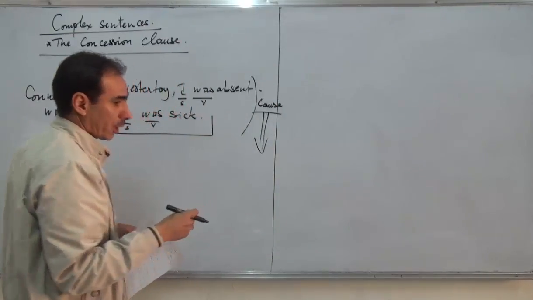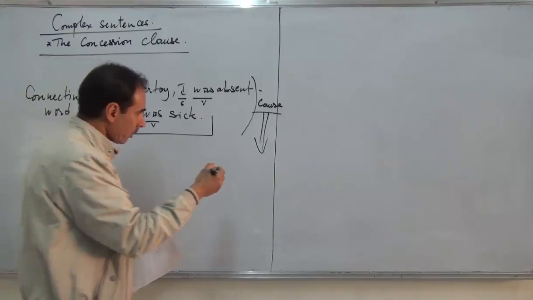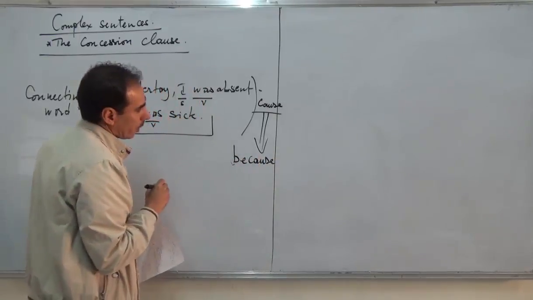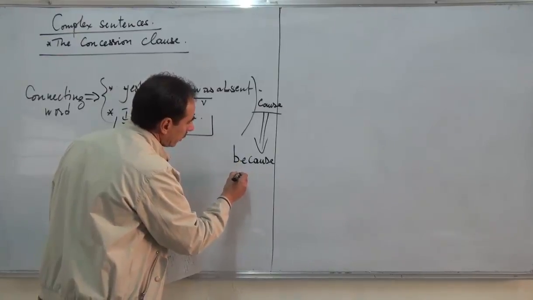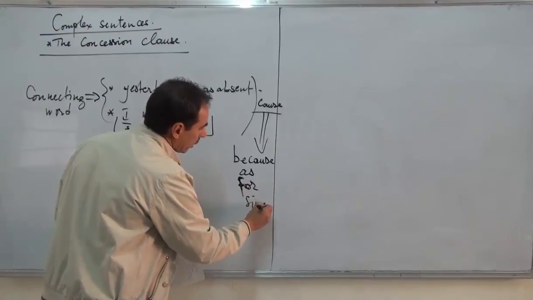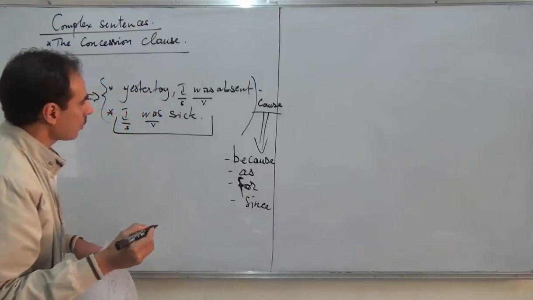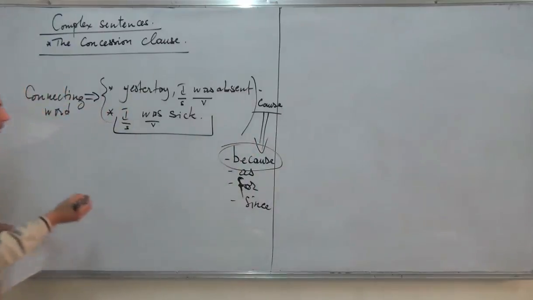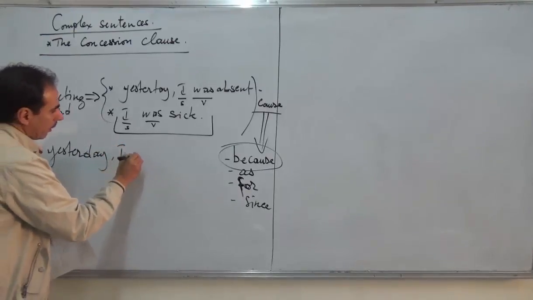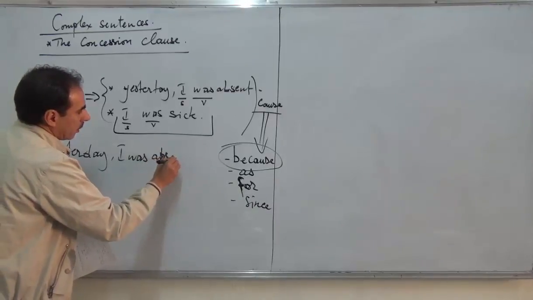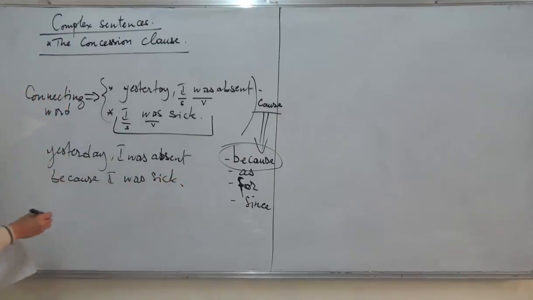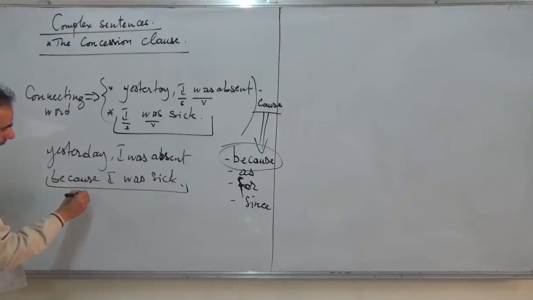What are the different connecting words or conjunction words or link words that introduce the cause? Generally we use, now most of you know the connecting word because, or the connecting word as, for, since. All these connecting words introduce a cause clause. So my sentence would be, if I choose, for example, because: yesterday I was absent because I was sick.